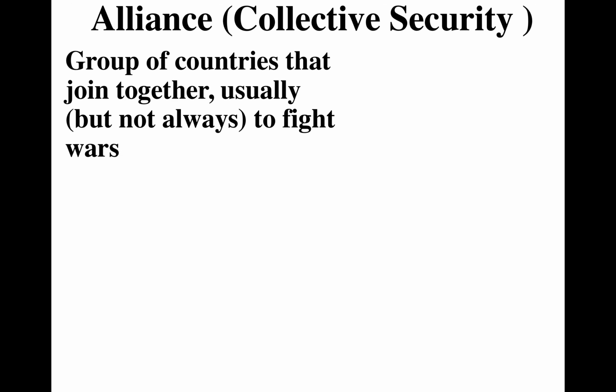The next term we're going to talk about is alliance or alliances and collective security. An alliance is essentially a group of countries that join together, usually but not always, to fight wars.